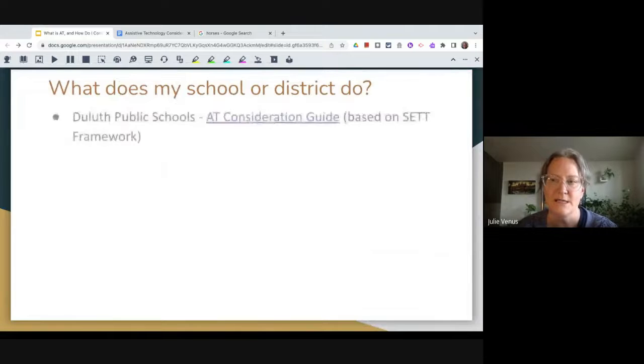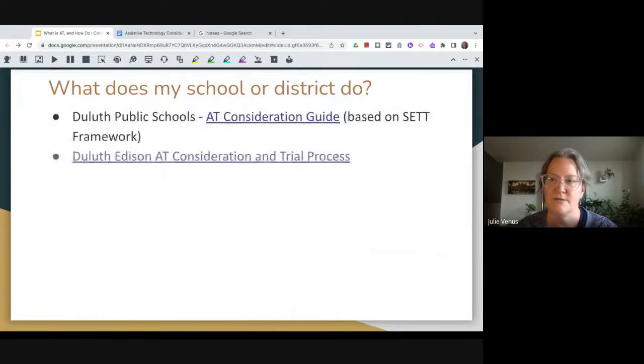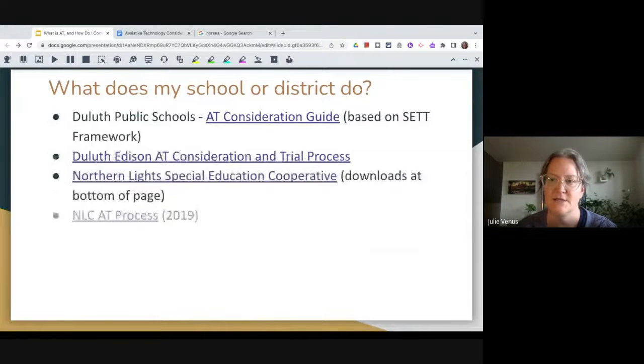And now on the next slide, I would encourage you, if you haven't looked at the slides yet, this one has a whole bunch of resources, both from some of the districts and co-ops around the region, looking at the particular AT consideration guides or processes that are used there.